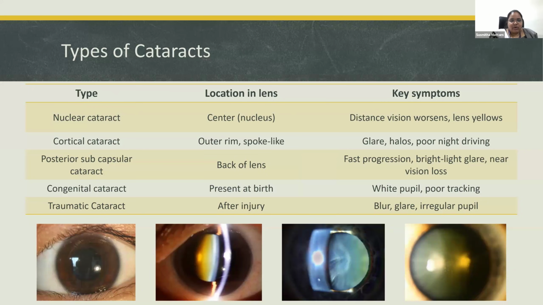At this point, we have to be very careful in taking the history of what the patient is complaining about. Based on the complaint itself, we can differentially diagnose what type of cataract the patient has.